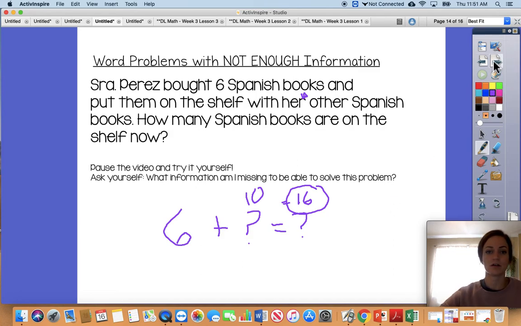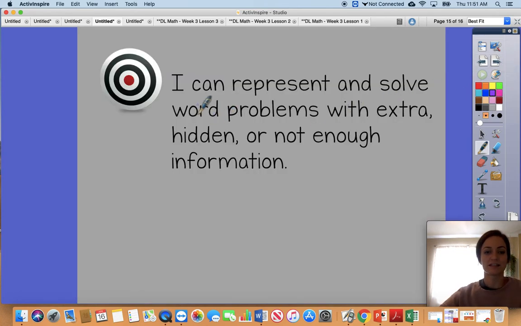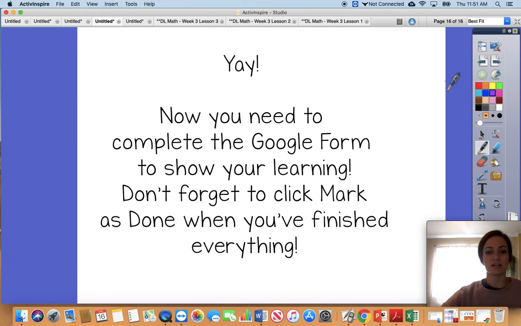All right. So by the end of this lesson, you can represent and solve word problems with extra information, hidden information, so like dozen and week. And if it said like a year, you'd have to know that was 365 days, right? Things like that. Or not enough information. All right, go ahead and fill out your Google form to show that you learned something.